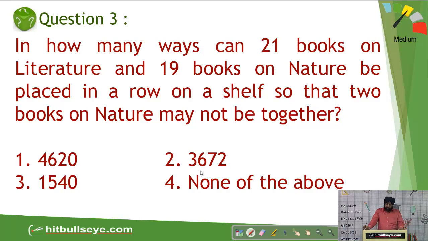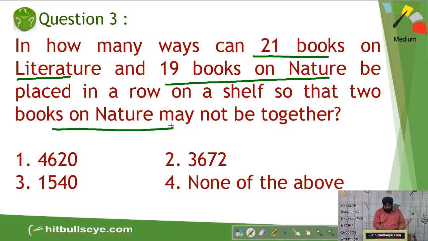In how many ways can 21 books on literature and 19 books on nature be placed in a row on a shelf so that two books on nature may not be together? It is one of the very important fundas in permutation and combination, where we have to place something so that they may not be together. Just see how we solve it. We have to place 21 books on literature and 19 books on nature so that two books on nature may not be together.